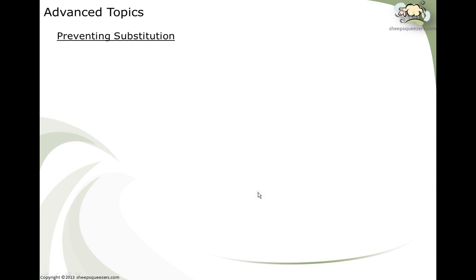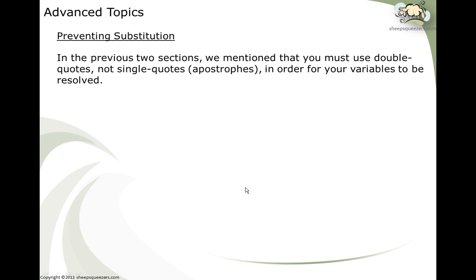So let's talk about preventing substitution. In the previous two sections, we mentioned that you must use double quotes, not single quotes, that is apostrophes or tick marks, in order for your variables to be resolved. So why would you use single quotes?